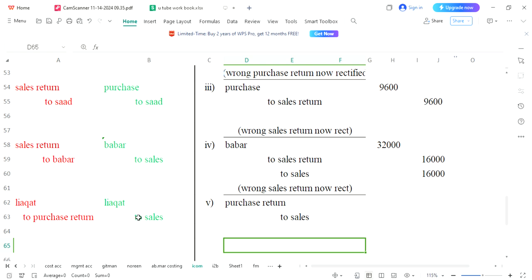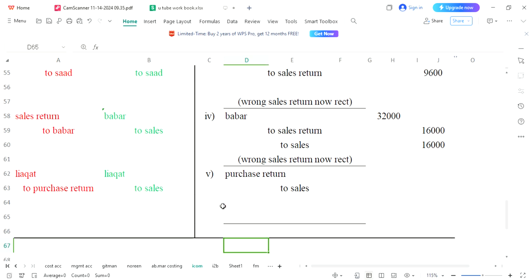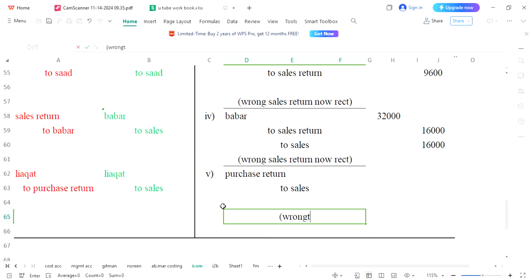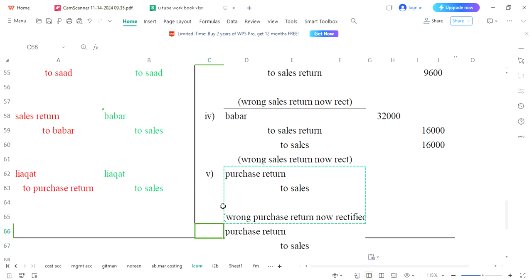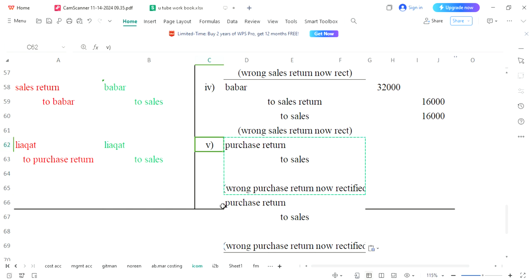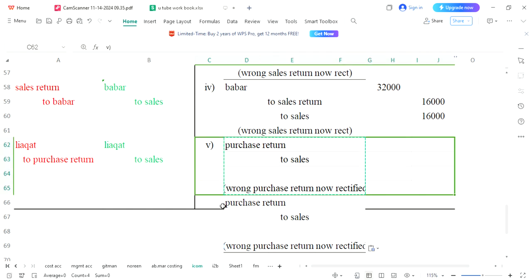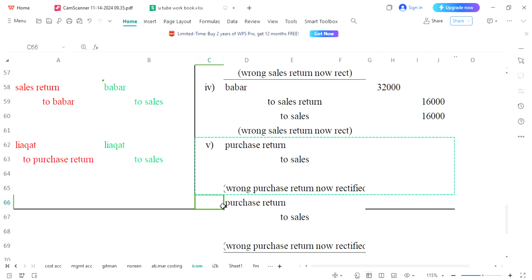Sales was required to be written. We have not written it. To rectify, we have written sales on the credit side. To cancel the effect of purchase return, we have used the opposite side. So purchase return is written on the debit side. The fifth entry has been completed. Let's write its narration: wrong purchase return now rectified. All right, this is the number 5 entry. Let me copy it because we don't have sufficient space.